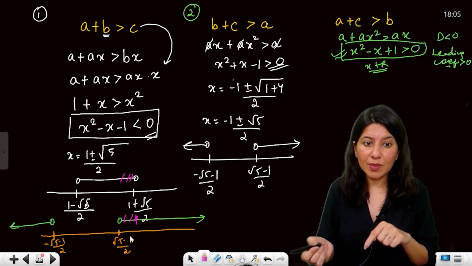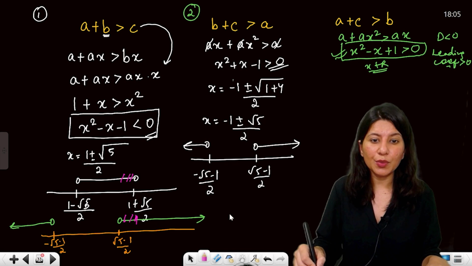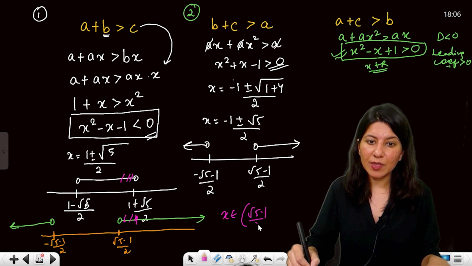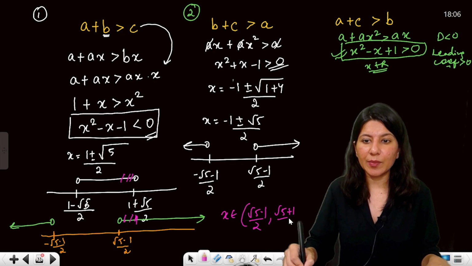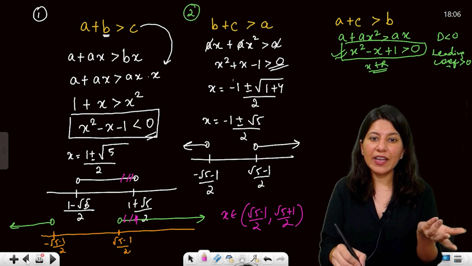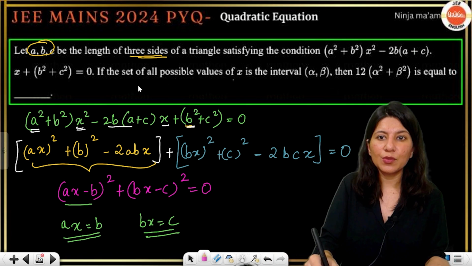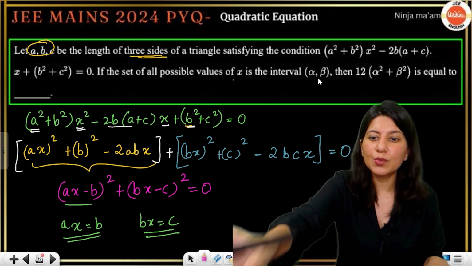Root 5 minus 1 by 2 to root 5 plus 1 by 2. So interval x belongs to the final intersected area, root 5 minus 1 by 2 to root 5 plus 1 by 2. Correct? So alpha is root 5 minus 1 by 2 and beta is root 5 plus 1 by 2.